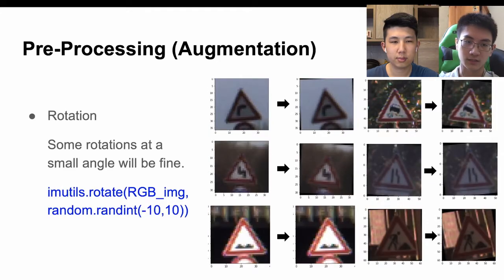Then we do some rotation. Some rotations at a small angle is really good. We do some random rotation between -10 and 10 degrees. As you can see, there are some example, and the main content still remains the same.